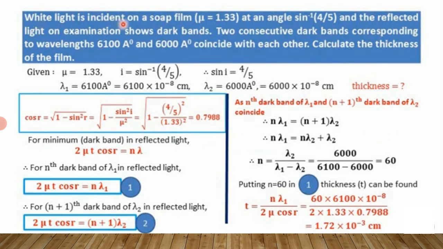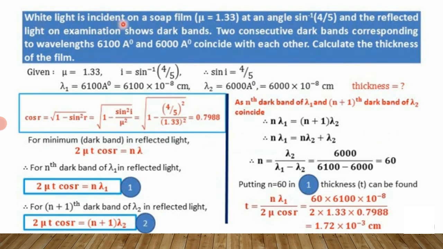Let's see the second example. When light is incident on a soap film of refractive index mu equal to 1.33 at an angle sin inverse 4 upon 5, the reflected light on examination shows dark bands. Two consecutive dark bands corresponding to wavelengths 6100 angstrom and 6000 angstrom coincide with each other. Calculate the thickness of the film.